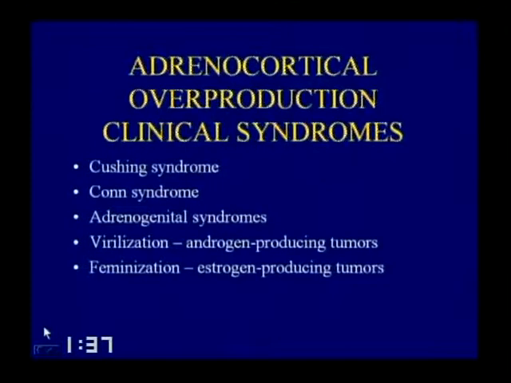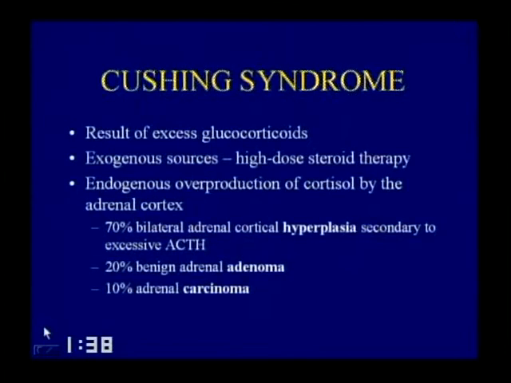So to go into some clinical syndromes, the adrenal cortex can have several overproduction syndromes when you have pathology involving the cortex. These include Cushing syndrome, Conn syndrome, the adrenal genital syndromes, virilization, feminization from tumors that produce the sex hormones. And Cushing syndrome is the result of excess glucocorticoid secretion. It can be from endogenous sources, which is overproduction of cortisol by the adrenal gland, most commonly from hyperplasia of the gland related to excessive ACTH production in the body.